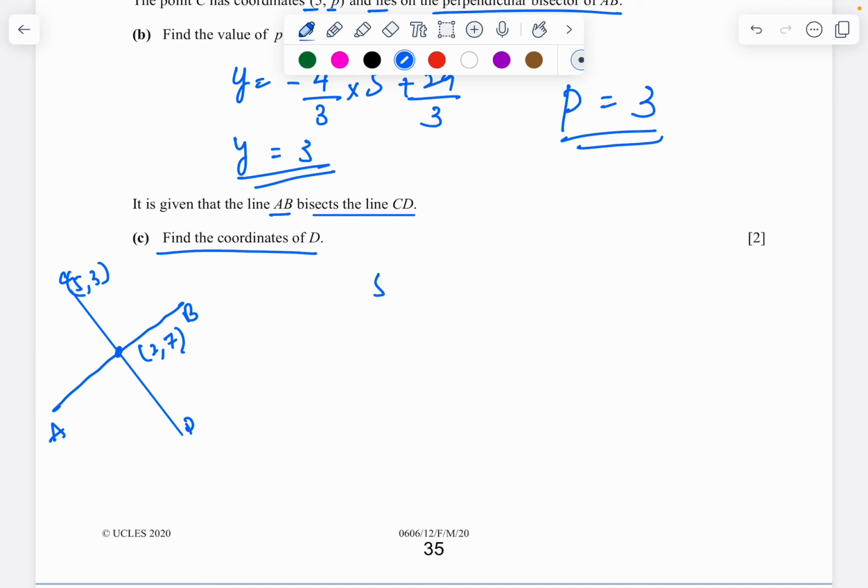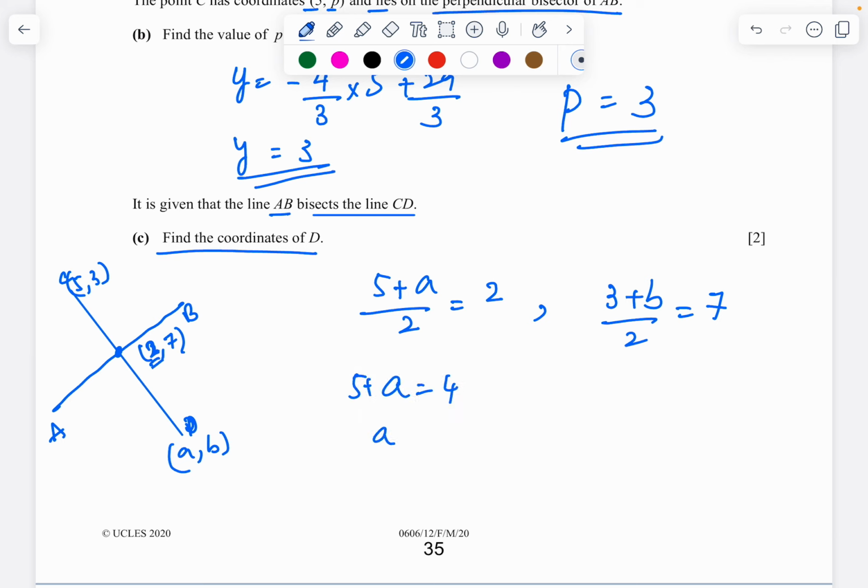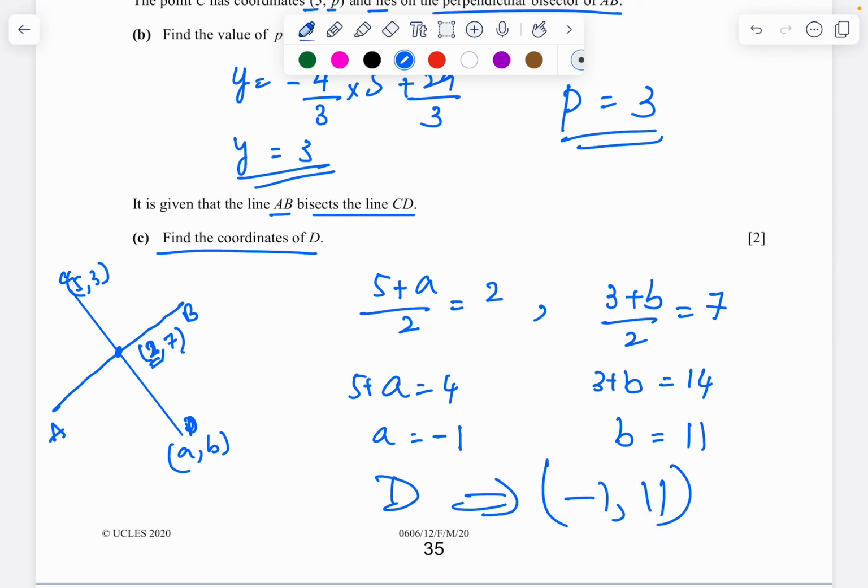So this D we will write as A comma B. Okay, 5 plus A by 2 is equal to 2 here, comma 3 plus B by 2 is equal to 7. So 5 plus A equal to 4, A equal to negative 1. 3 plus B equal to 14, B equal to 11. So coordinates of D are negative 1 and 11.